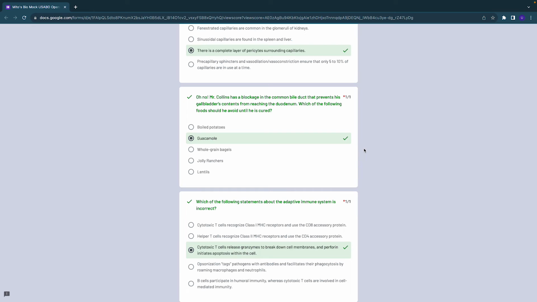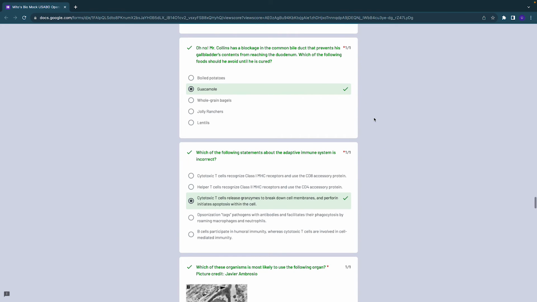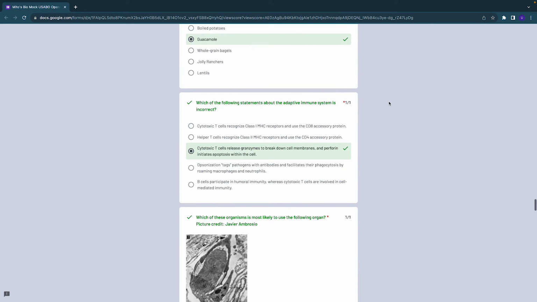So we're looking for a food that's really fat heavy, and if Mr. Collins eats that, then he wouldn't be able to really digest that properly. So, guacamole from avocados, very fat heavy. Basically, if he has a bile blockage that doesn't allow bile to come out and do its thing, he's going to have issues digesting fat. So he does not want to be eating guacamole.